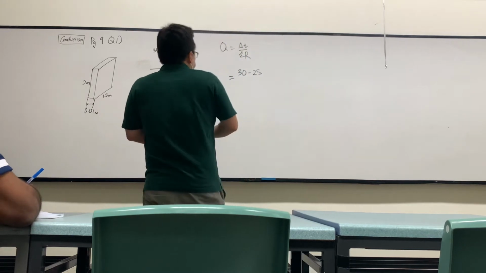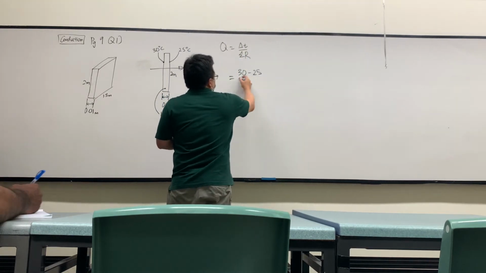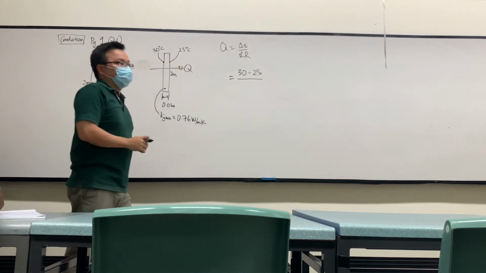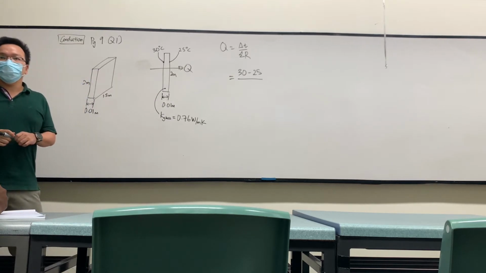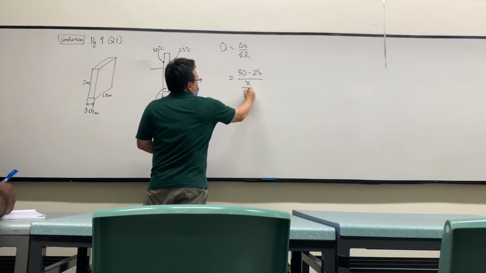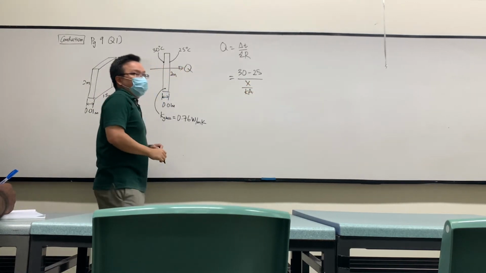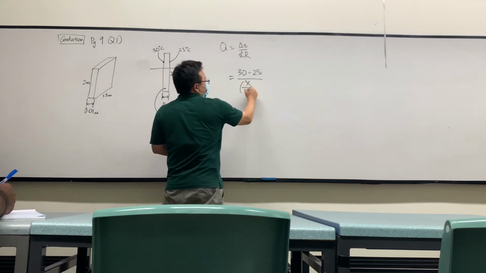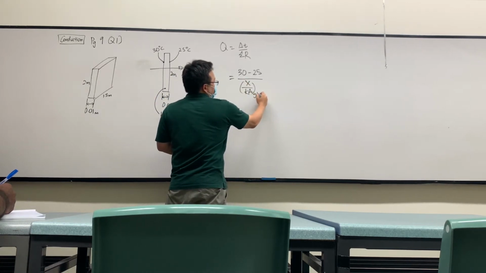Alright, so if you're taking 30 minus 25, what is the R? K. Alright. K over A. X over A. X over A. And this is for what? E. Right.